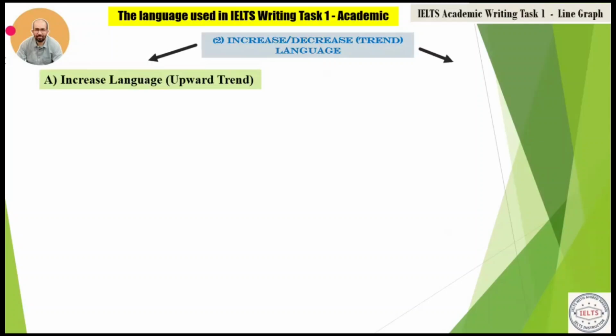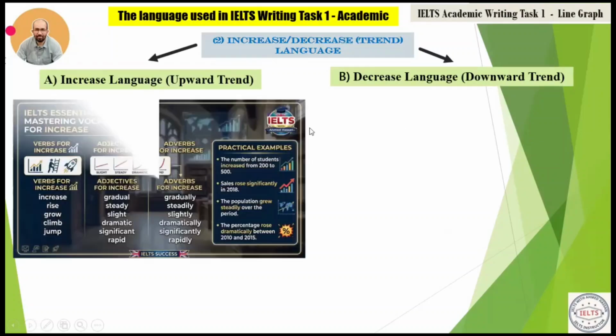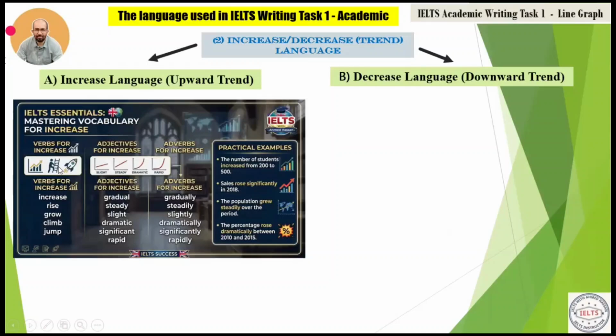Increased language, decreased language. Upward trend, downward trend. It means we go up and we go down. In upward trends, you can use something like that. We have verbs, adjectives, and adverbs. It's just examples. You can use verbs such as increase, rise, grow, climb, jump. And the adjectives will be gradual, steady, slight, dramatic, significant, rapid.